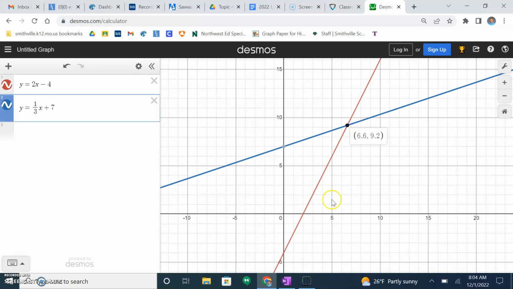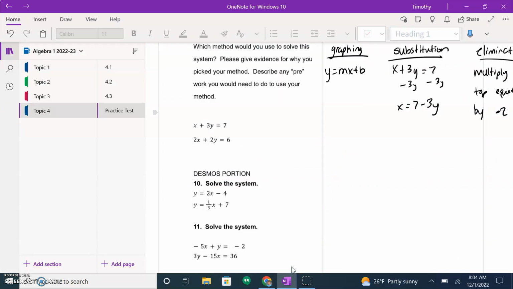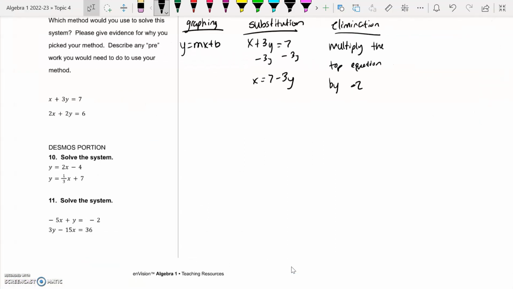And really all you're doing, you don't even have to show work or anything like that. You just type it in. Just realize the solution is where they intersect. And I would write down that solution to this system. So I would just go back to this and I would type in 6.6, 9.2, or write it down, type it in.